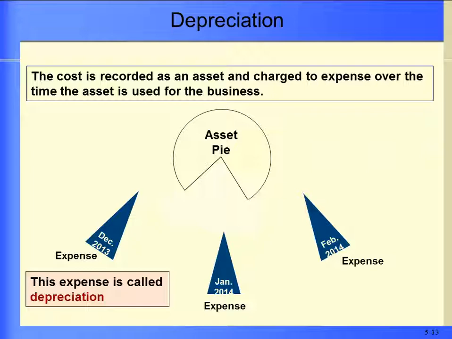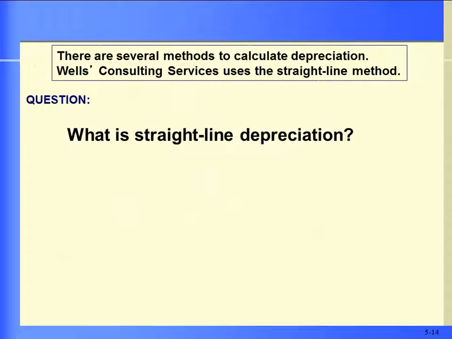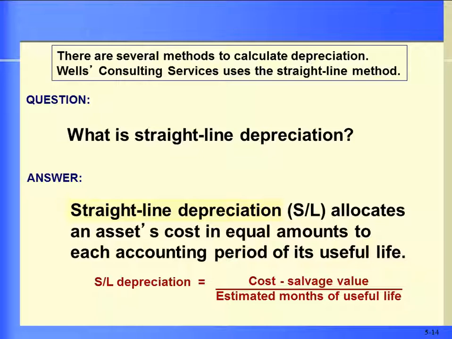So this process of allocating cost is called depreciation. I had mentioned straight line depreciation. Straight line depreciation allocates an asset's cost in equal amounts, and that's key right here. It's always going to be the same number because we're dividing the cost by the total periods that will reflect or benefit from the asset's use. So straight line allocates an asset's cost in equal amounts each accounting period of its useful life.